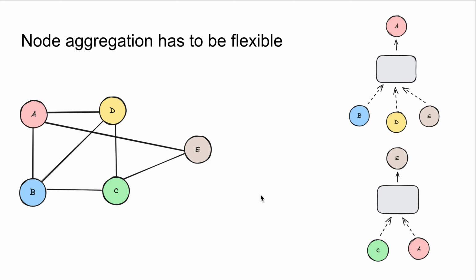No, we have not yet talked about the method for aggregating this information, but whatever that method is, it has to be flexible enough to account for a variable number of neighboring nodes. So in this example, node A has 3 neighboring nodes, E has 2 neighboring nodes.